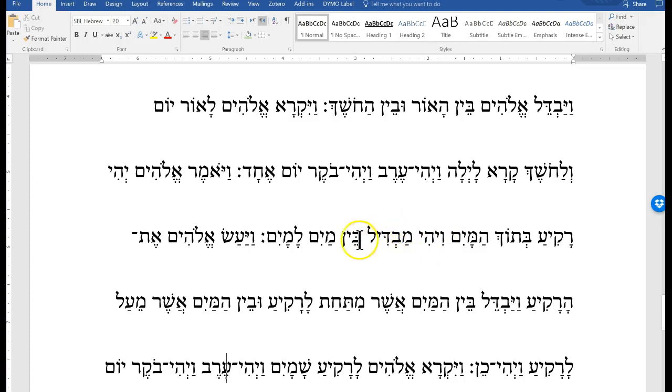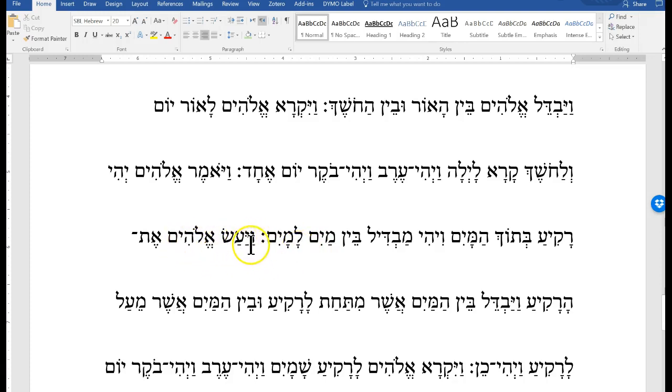And then do you recognize that this badal is the same as this root? So this is a Hiphil participle. Participle is the ing form of the verb. And let it be continually causing separation between waters to waters. So that tells us that the Rakia is something that separates the waters above, the waters below.